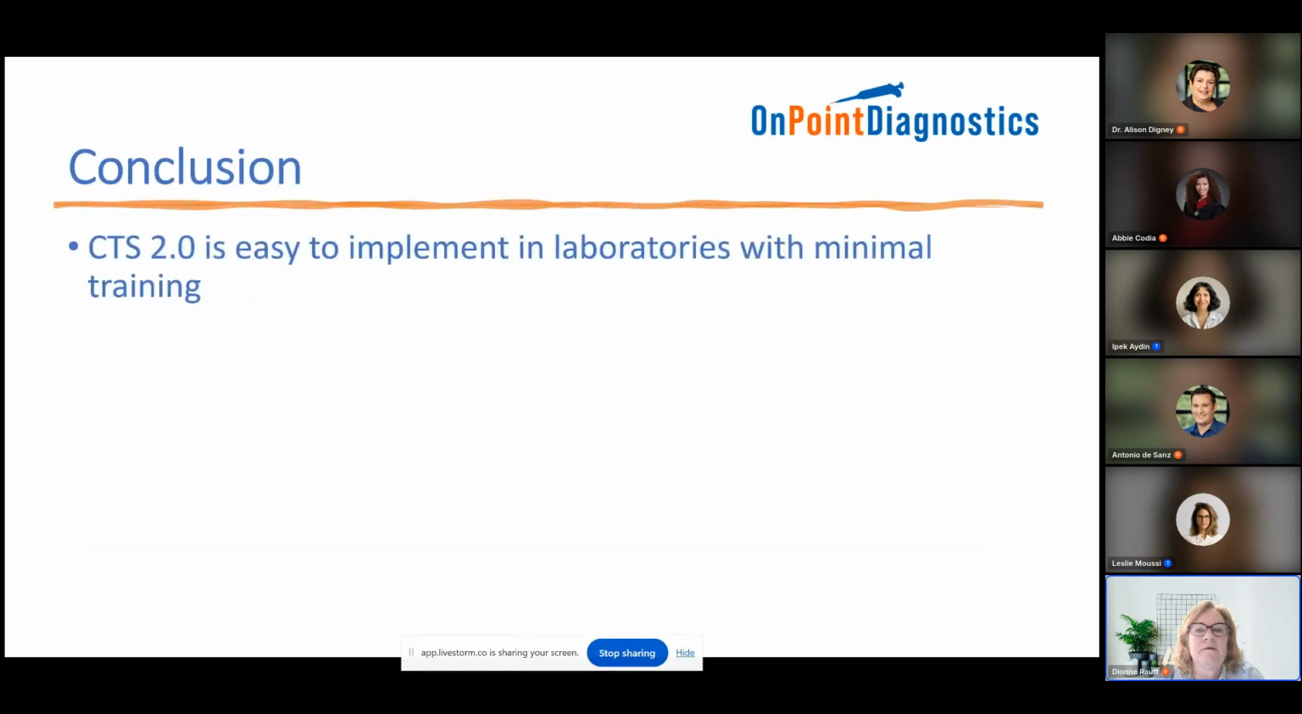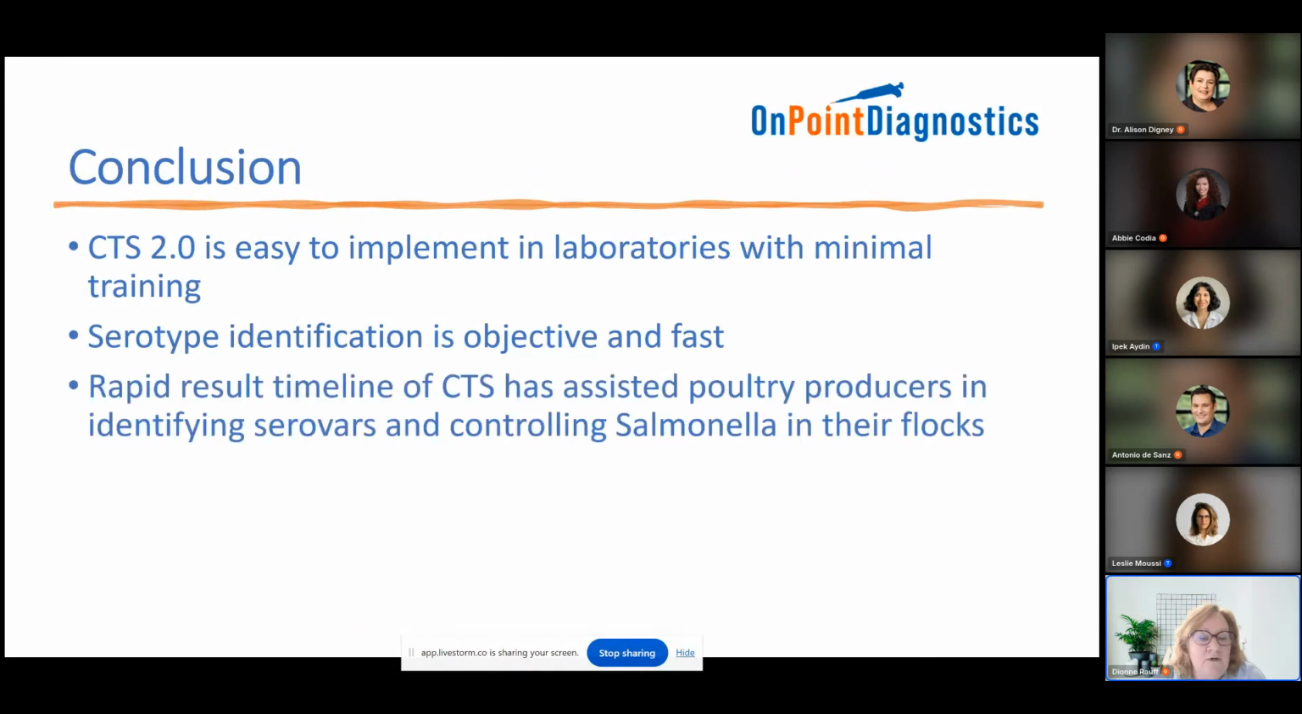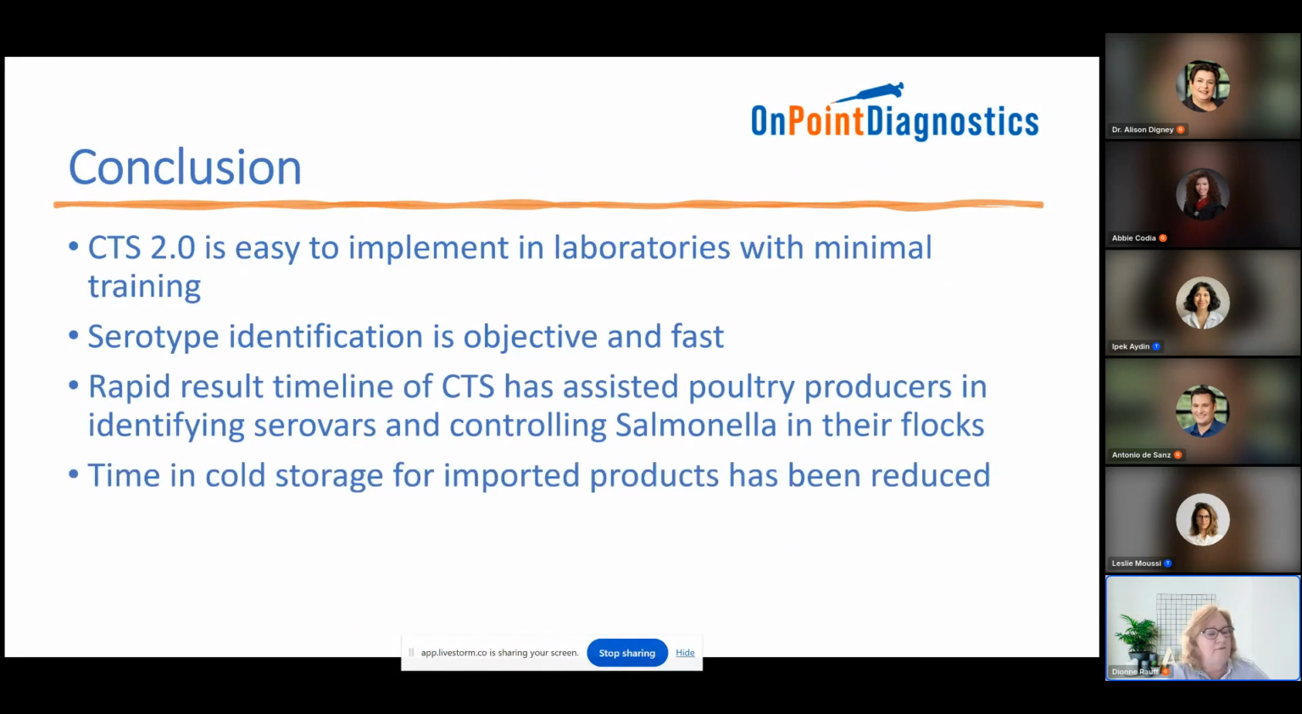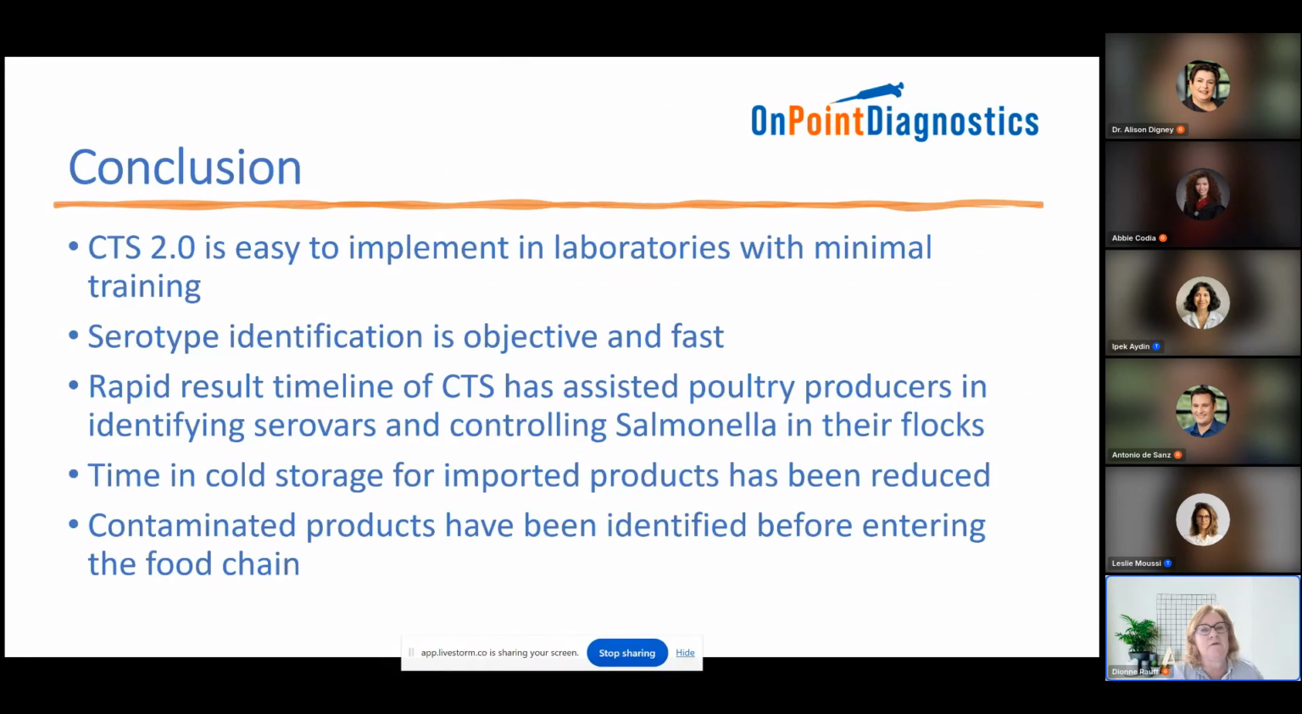Thank you, Leslie. In conclusion, I have implemented the CTS in a few labs. It's very easy to implement in laboratories with minimal training. The serotyping identification is objective and fast. And with many years of doing conventional serotyping within a lab, the plate agglutination testing is very subjective, and mistakes are made that much easier than with CTS.